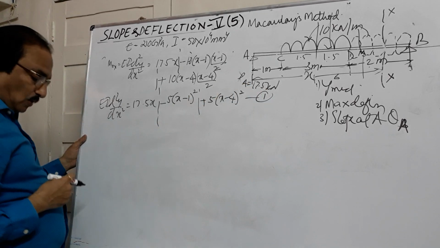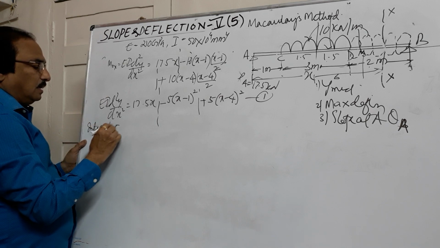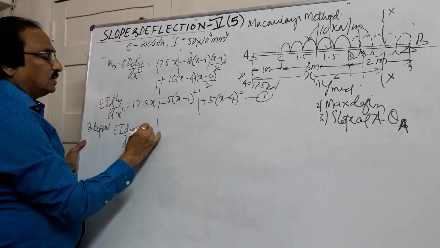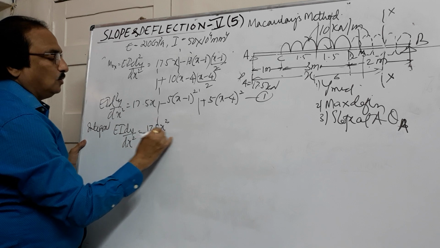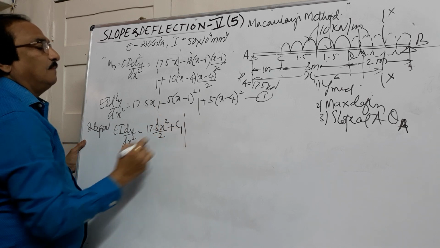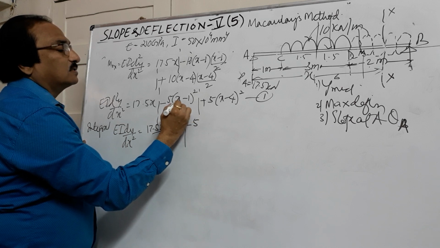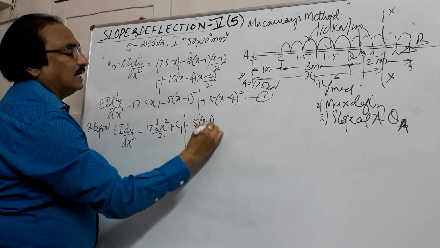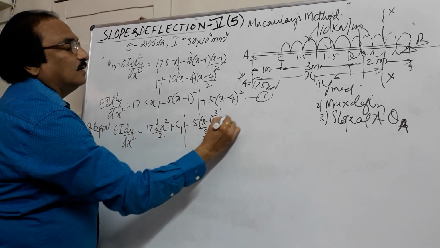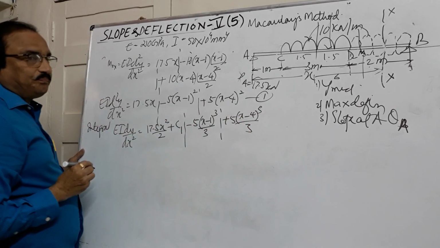We will have to integrate it twice to get the required solution. So integrating, EI dy by dx is equal to 17.5 x square by 2 plus a constant of integration, to be added in the first portion only, minus 5 into, according to Macaulay's theorem, (x minus 1) cubed divided by 3, plus 5 into (x minus 4) raised to 3 divided by 3.